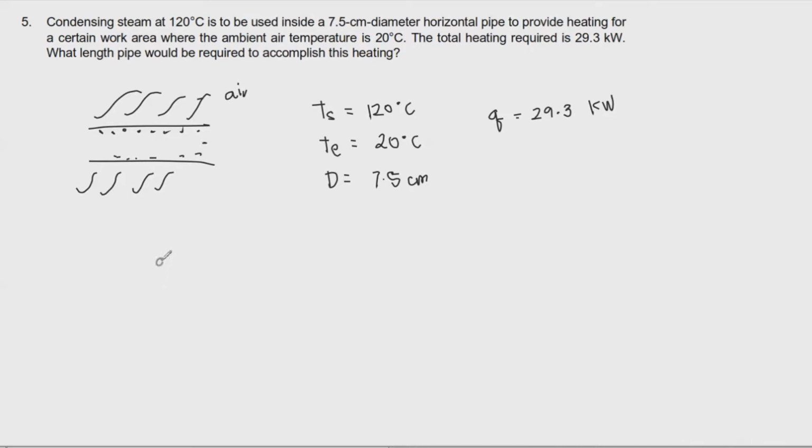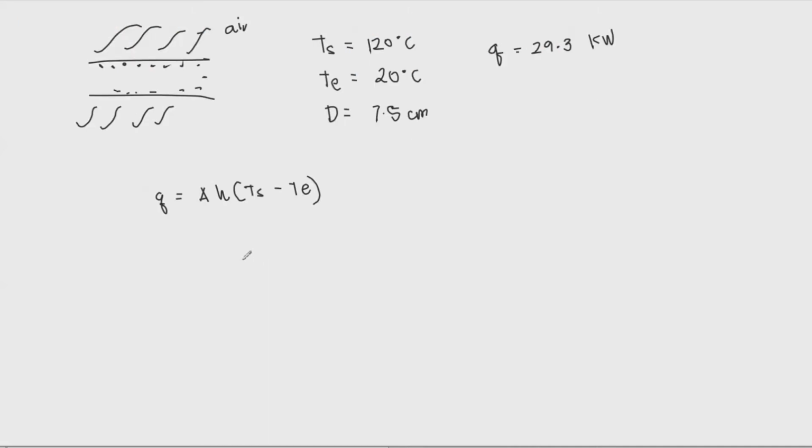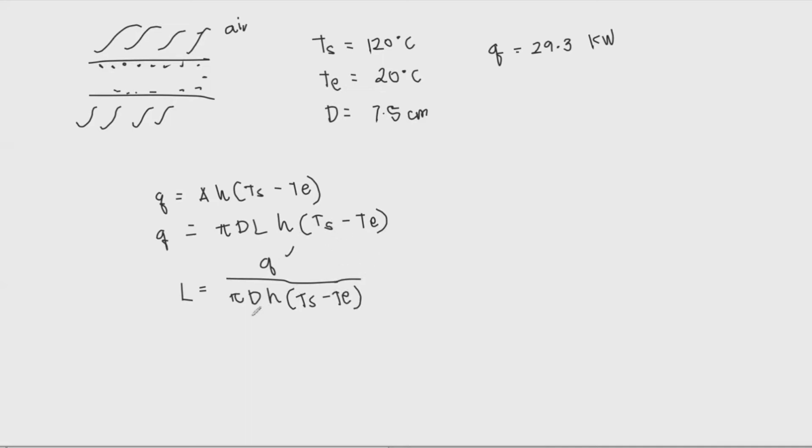And remember, our working equation would always be this: Q is equal to A h (Ts minus Te), wherein this A would translate to our area, that is pi D L, and then h, which is the convective heat transfer coefficient, and this is Q. So if we need L, we can divide all of these, and then we get Q over pi D h (Ts minus Te). So we've got no problem with Q since it's already given. Then the diameter again, then pi, and also this temperature gradient.